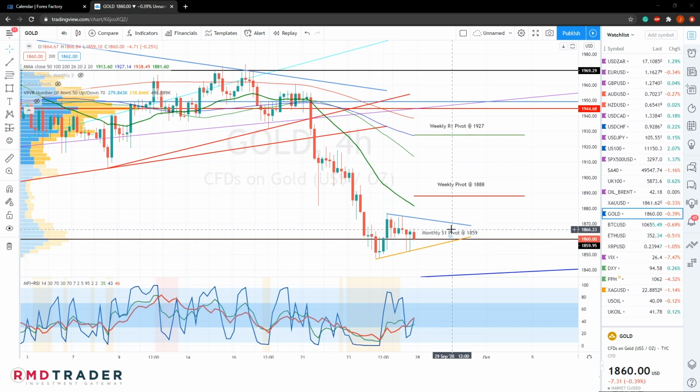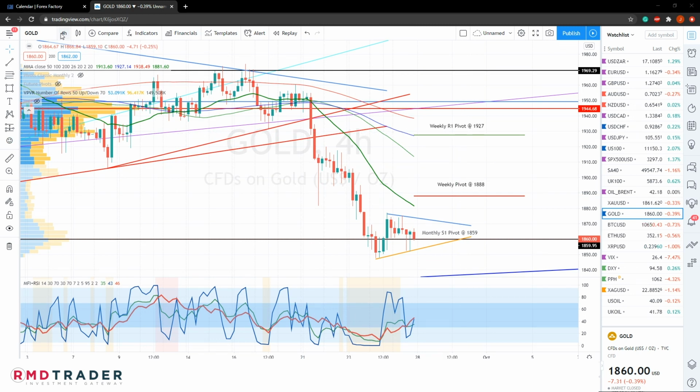Also, to consider some corrections or moves higher, if we close above this upper diagonal, and that would be in the area of about 1,870 to 1,875, that could take us to the weekly pivot at 1,888, and we can either then be rejected at this level, taking us back lower towards this 1,860 level or a monthly pivot, or if we manage to close above that, it could take us all the way back to this breakdown level at 1,927, which is also our weekly R1 pivot level.